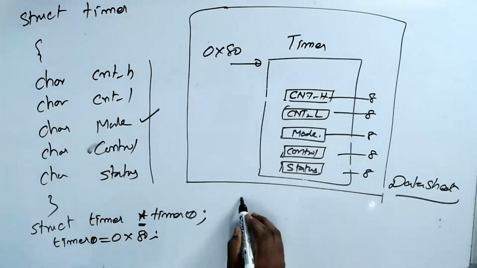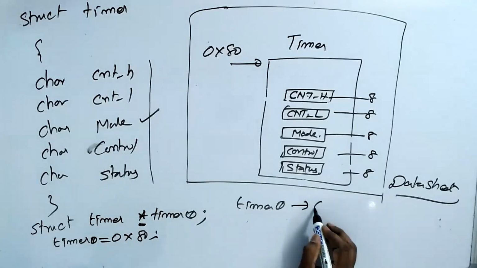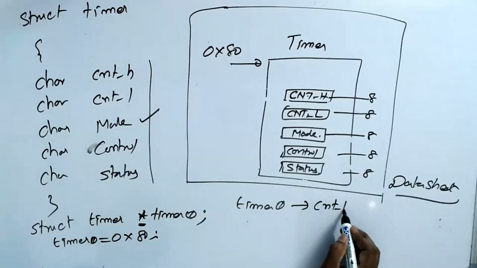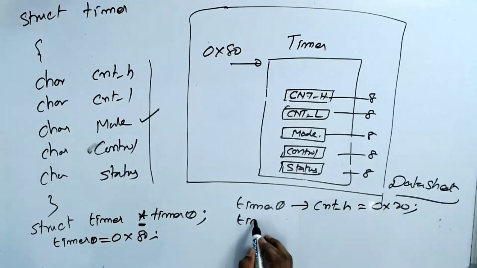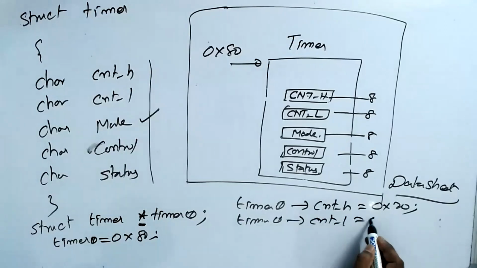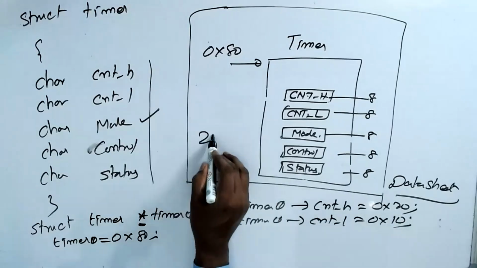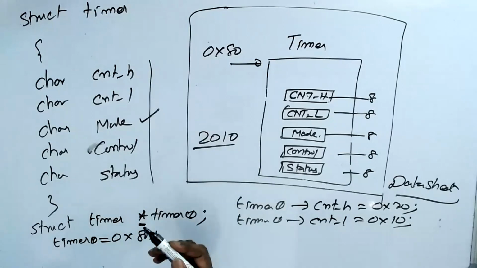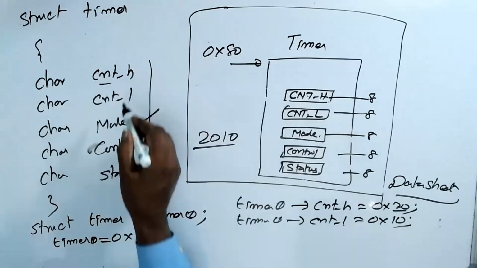Say that Timer 0 count h equal to 0x20. Timer 0 count low equal to 0x10. The actual value is 2010. But since this is 8-bit, we make 20 separately and 10 separately.